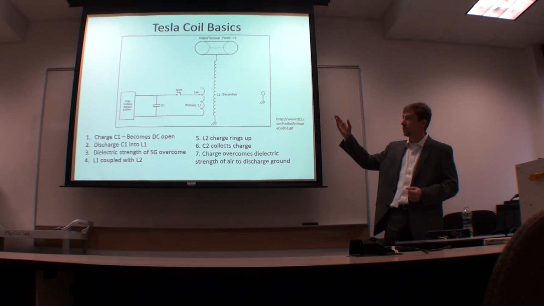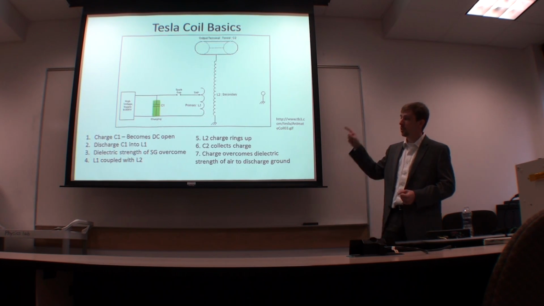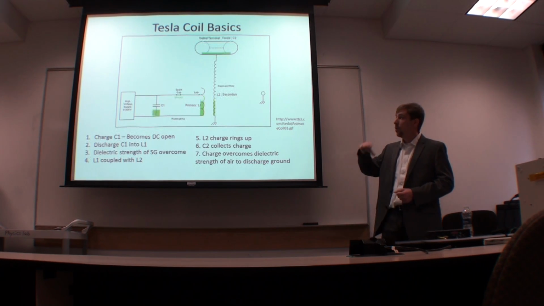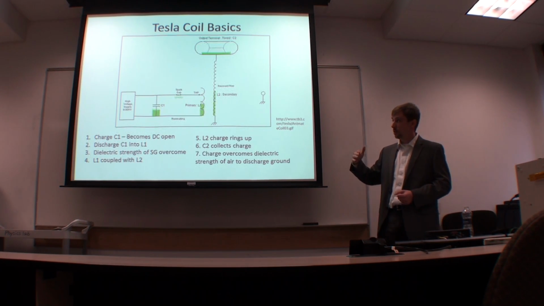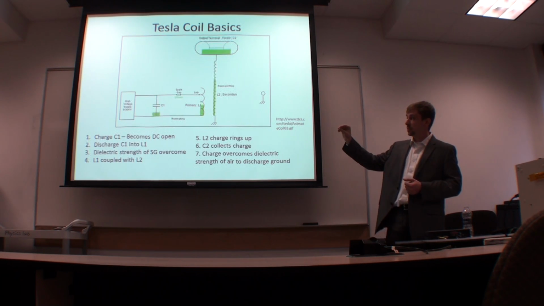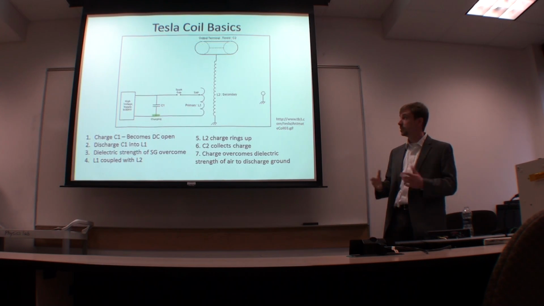So C1 charges, and that becomes a DC open once it's fully charged. That forces current through L1, and then it bridges a spark gap. When C1 is fully discharged, the circuit starts to oscillate. Now power is transferred from L1 into L2, and the voltage is stepped up tremendously.